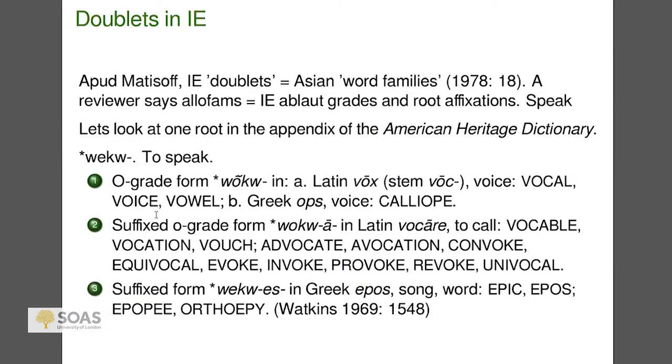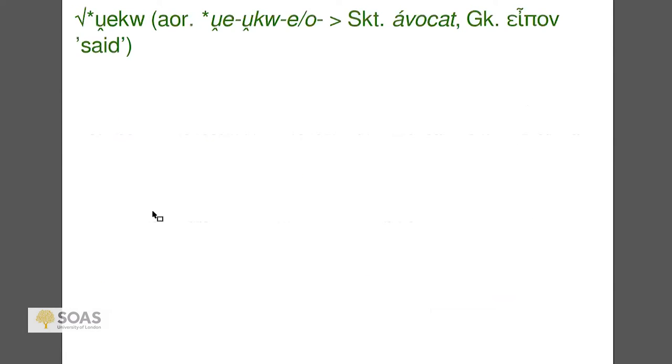And then we have a suffixed form in the E-grade that gives us these other words. So isn't this a word family? You see these different competing variant reconstructions. So let's look at this example in more detail.